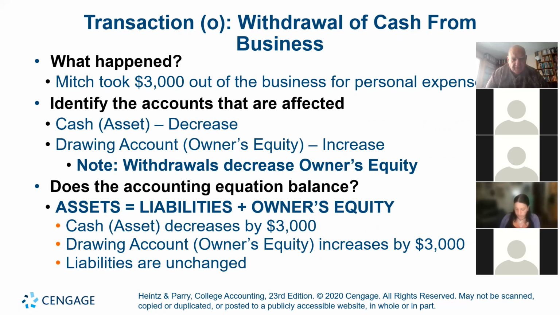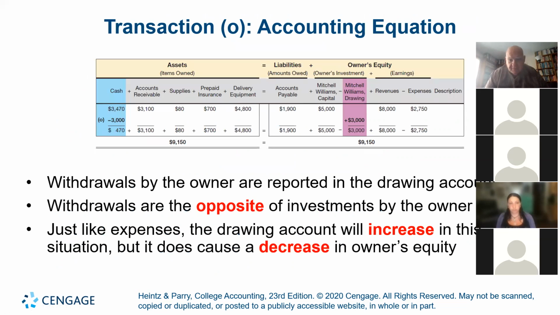Identify the accounts that are affected. Well, when he took money out of the business, that's cash. So cash decreases. And because drawings are personal business of the owner, when he takes money out of his own business, he has reduced the value of the business, the net book value, also known as equity capital. Okay, net worth. So look at this carefully.